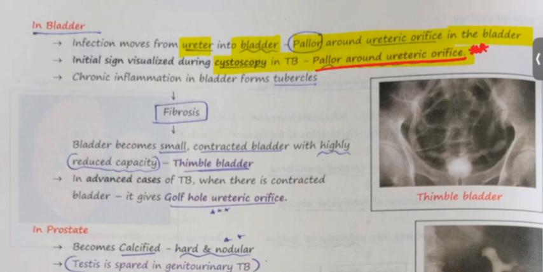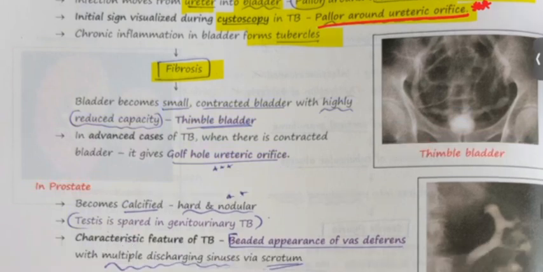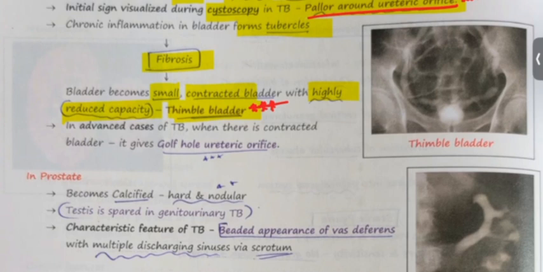So if the patient has not come to us in the early stage and it has undergone chronic inflammation, then chronic inflammation will form tubercles in the bladder, which will ultimately lead to fibrosis, and the bladder will become small and contracted, and this bladder, which is small, contracted, with highly reduced capacity, is called thimble bladder. So there are various terminologies which have been introduced in genitourinary TB. These are important. Related to kidney, we studied putty kidney and cement kidney. Related to bladder, we are studying thimble bladder. In advanced cases of TB, when there is contracted bladder, it gives golf hole ureteric orifice.